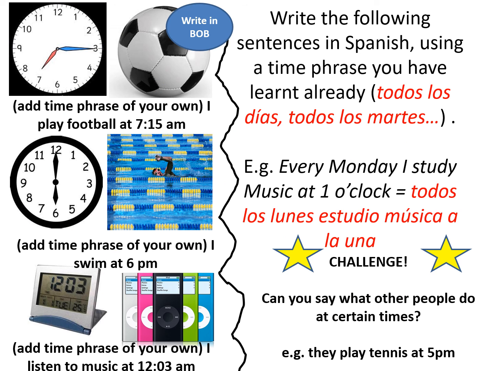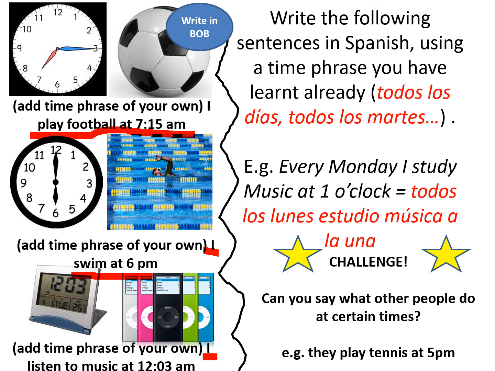This is the plenary of today's lesson. I'm going to ask you to write the following sentences in Spanish. These are the sentences that you must write in Spanish. I play football at 7:15 in the morning. I swim at 6 in the afternoon. And I listen to music at 12:03 in the morning.